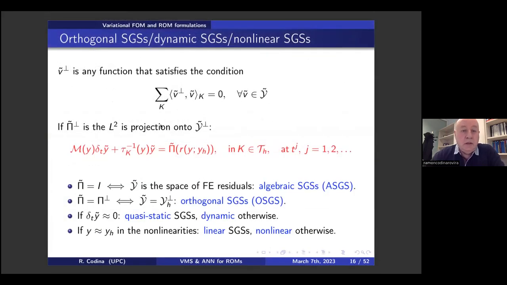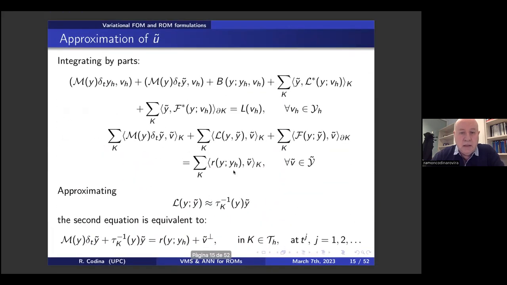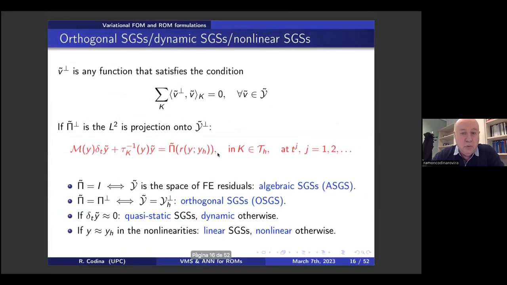Anyway, in summary, this second equation implies that, up to values on the boundary, we have this ordinary differential equation where this pi tilde stands for the projection onto the finite element space. So this is where the approximation has been made in this equation, okay? And now we have several options that we have explored over the years, which are the following.